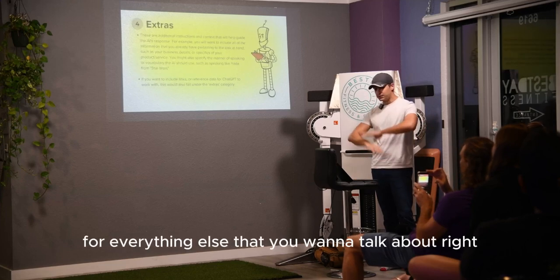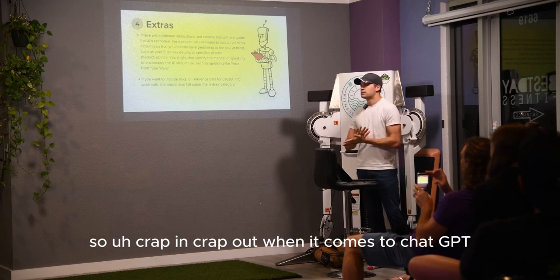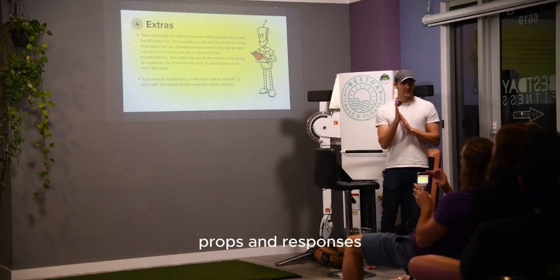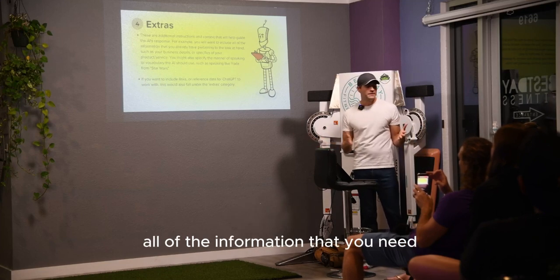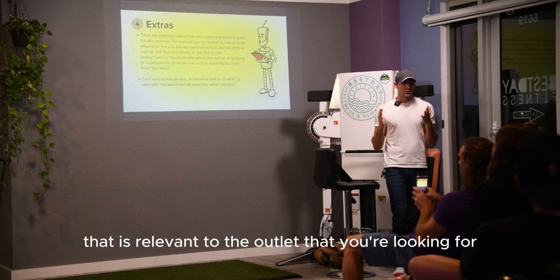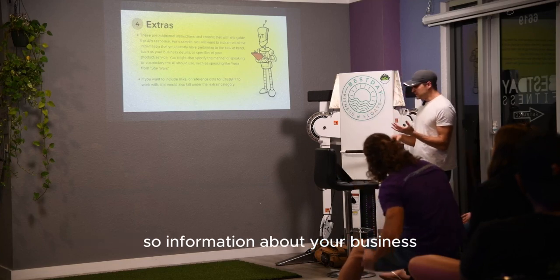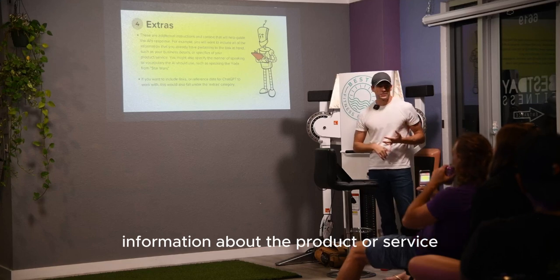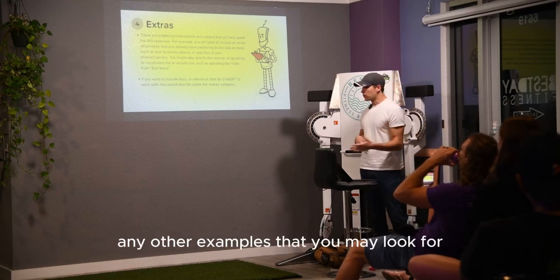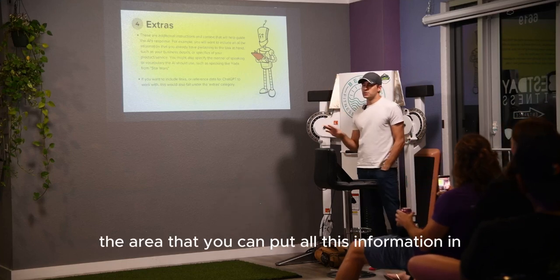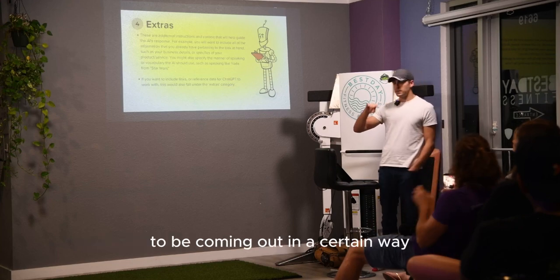Extras. So this is for everything else that you want to talk about, right? So crap in, crap out when it comes to ChatGPT prompts and responses. So this is where you're able to put in all of the information that you need that is relevant to the output that you're looking for. So information about your business, information about the product or service you're trying to talk to, background information, any other examples that you may look for. So this is the area that you can put all this information in, as well as instructions on how you want the output to be coming out in a certain way.